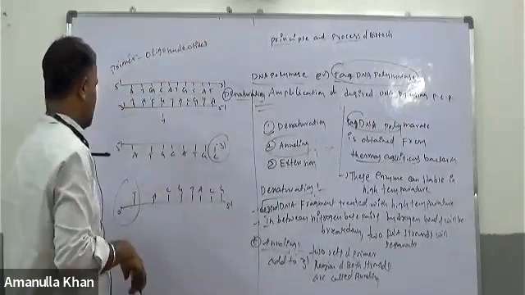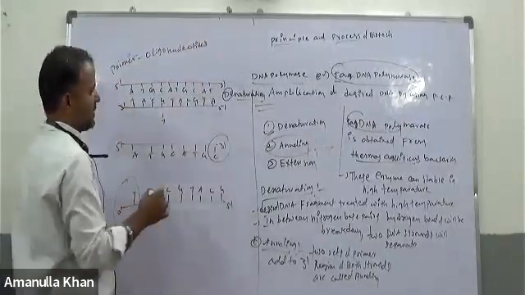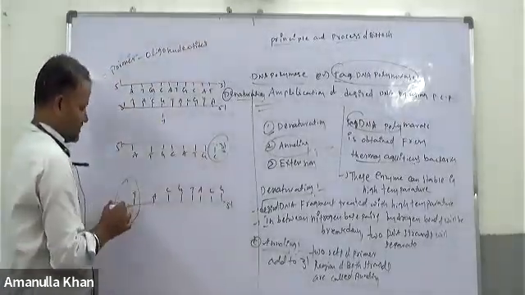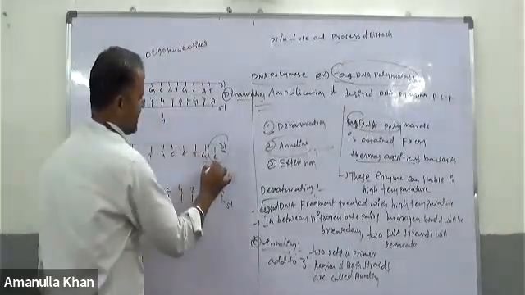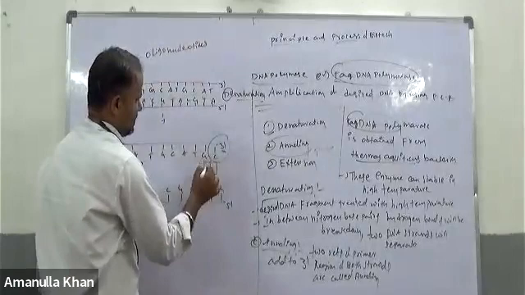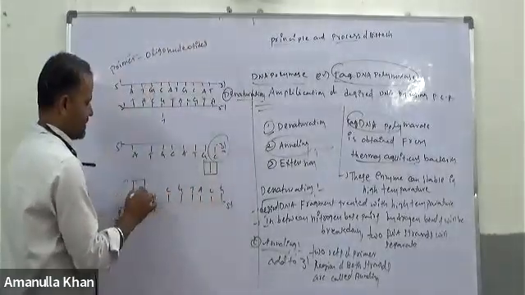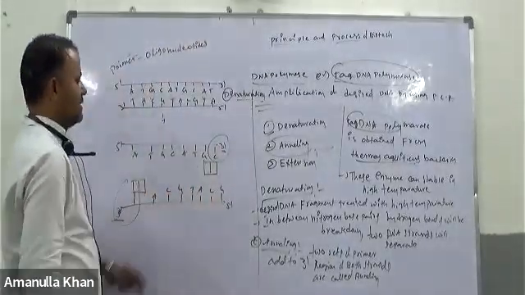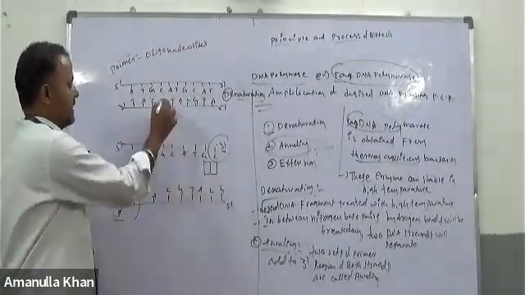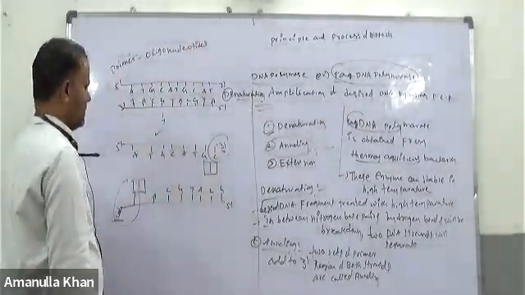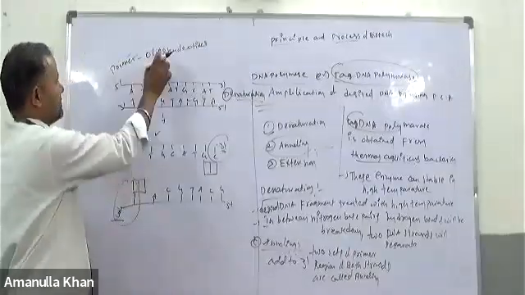Now, in this strand, which one is the 3' region? This one. At this region, a set of primers. These are one set of primers, and these are the next set of primers. So two sets of primers added to the 3' region is called annealing.